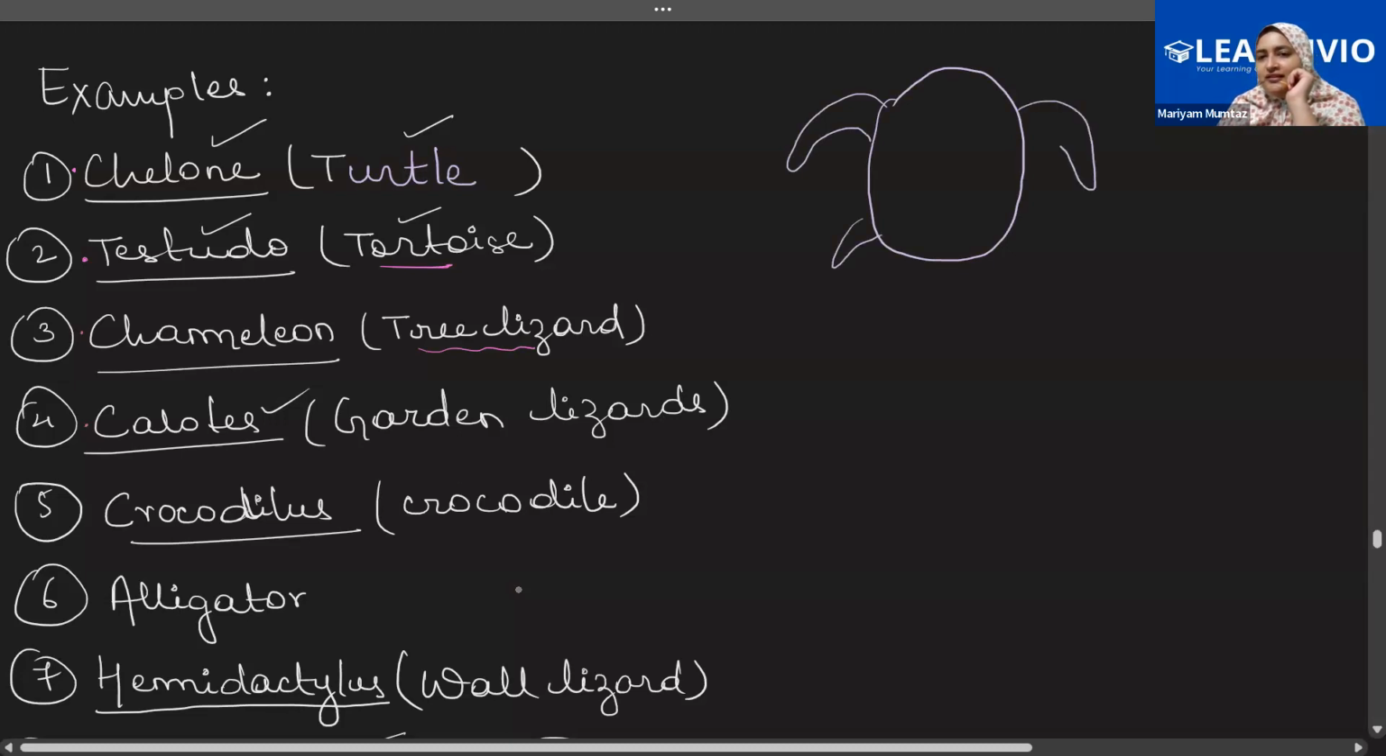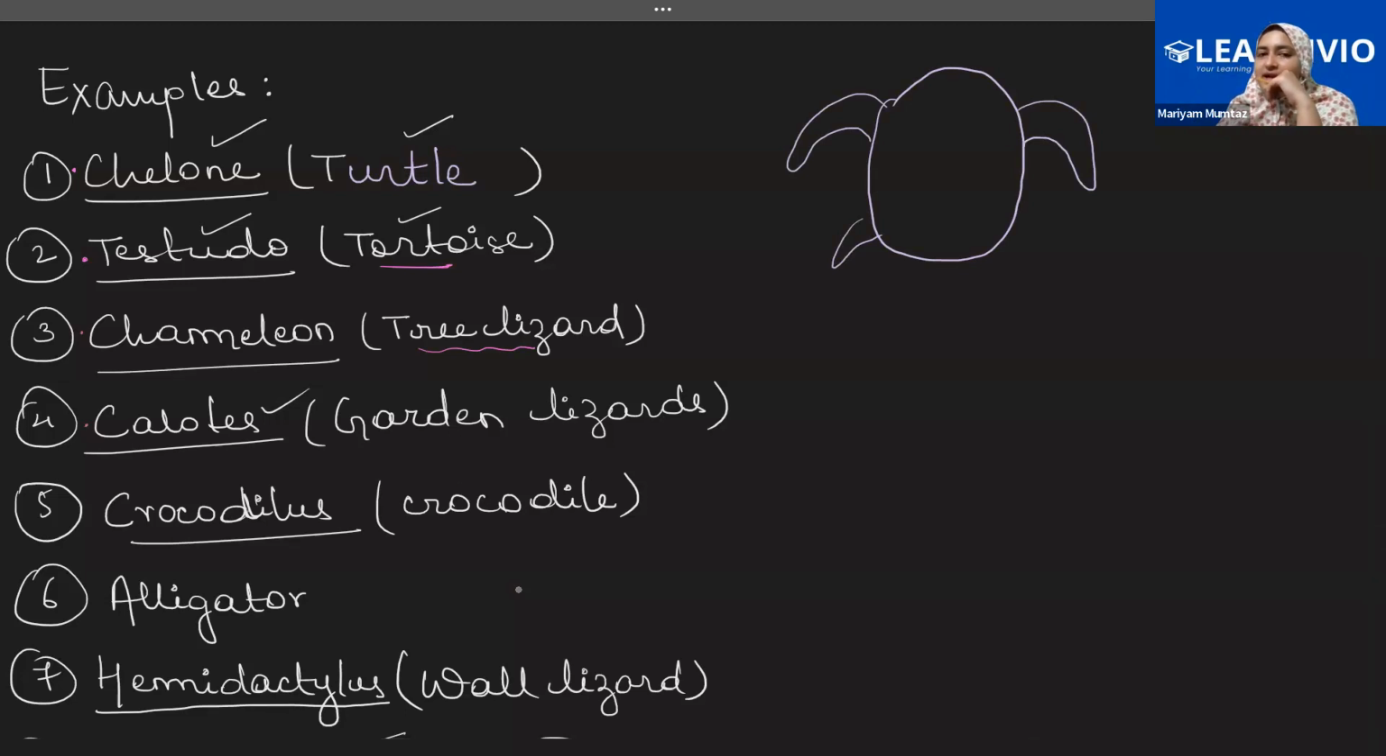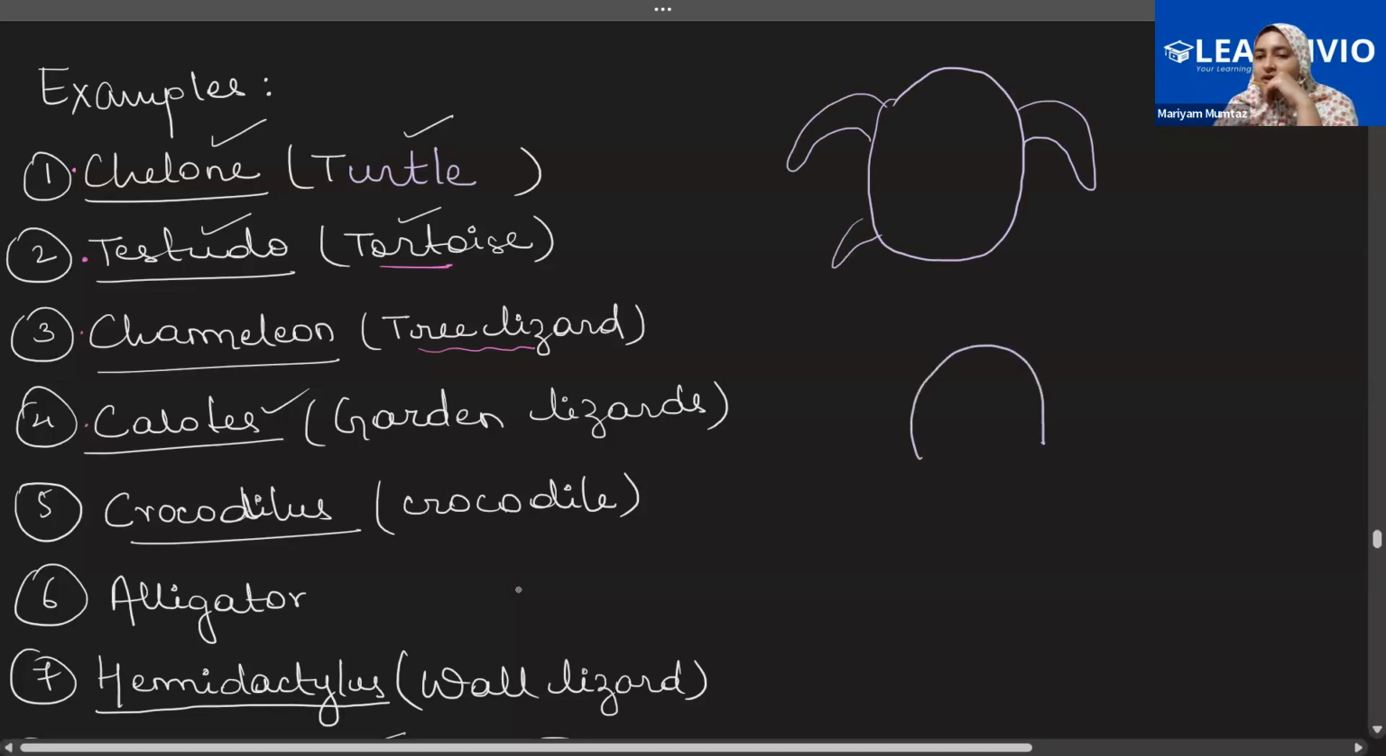They swim with the help of their fin-like structures, but it's like their appendage. So these are the ones that are turtles. But this one is a tortoise. The shell that they have is known as a carapace.